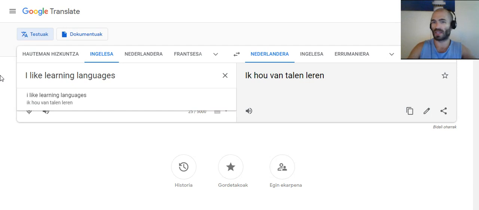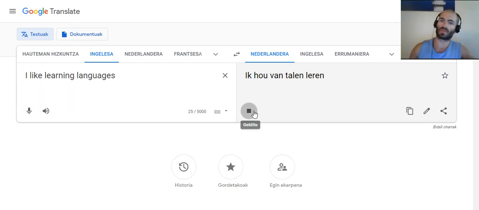Ik hou van talen leren. You see, you pay attention to the pronunciation there. So that I know it's not talen leren. Yeah, they don't pronounce the ends. I need to figure out where they pronounce and where they aren't. Ik hou van talen leren.